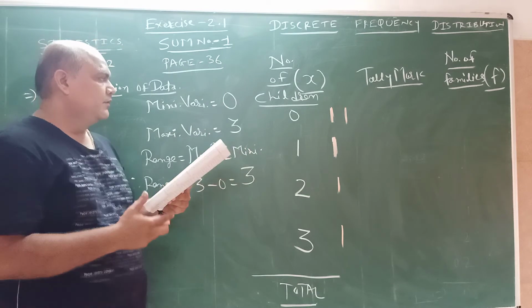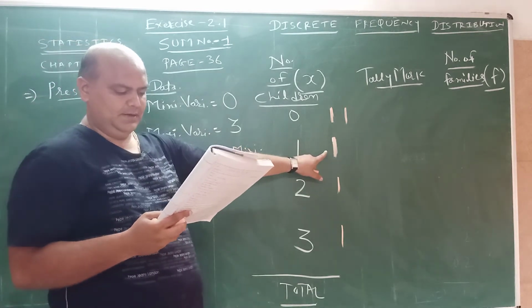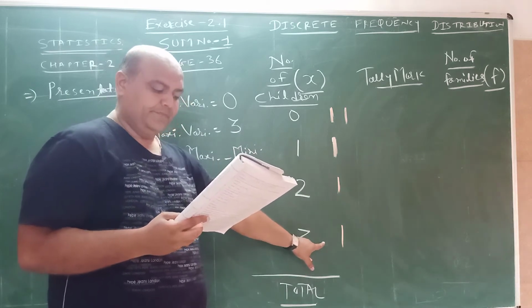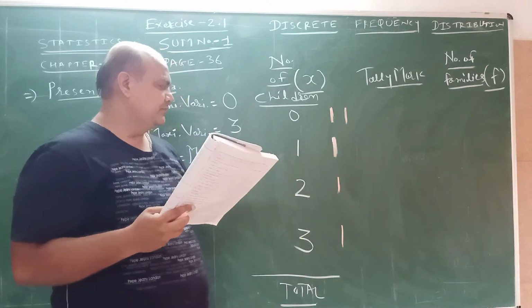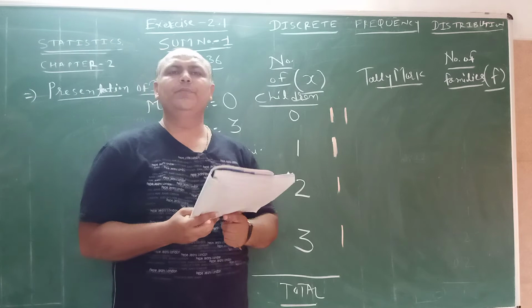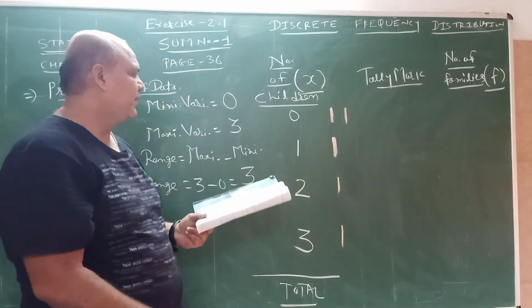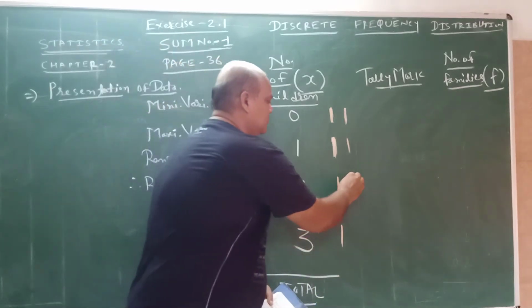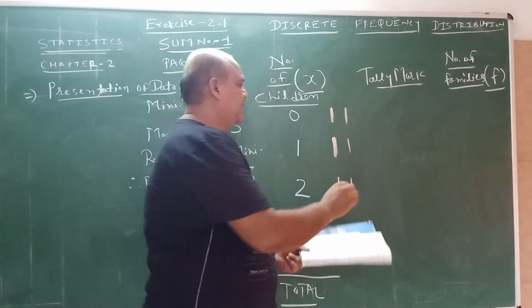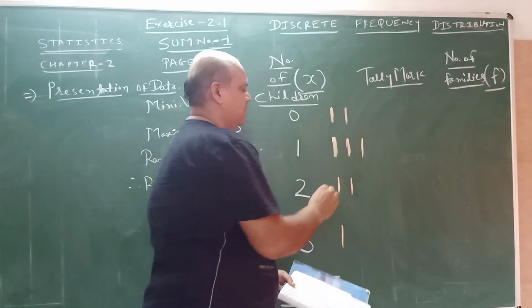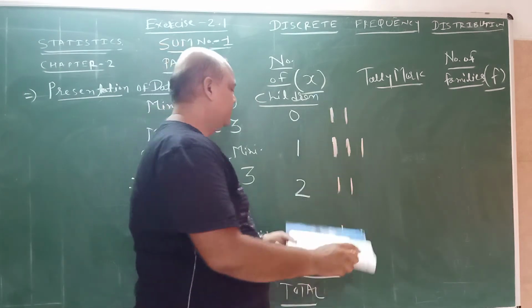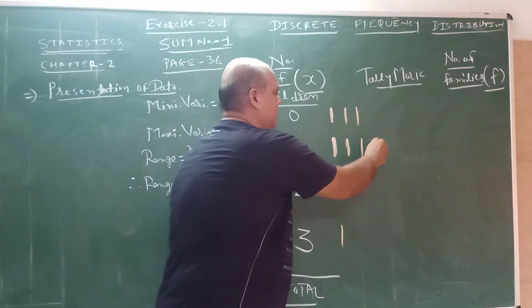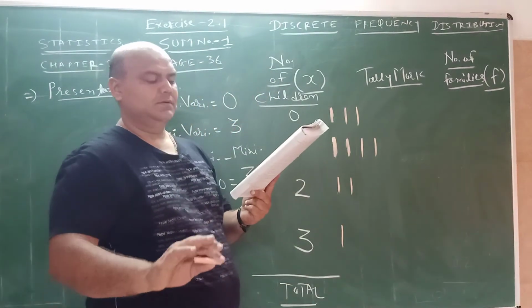See, first I write 1, then 0, then 2, then 3, then again 0. Now we move towards the second column: 1, 2, 1, 0, 1. Second column is over.